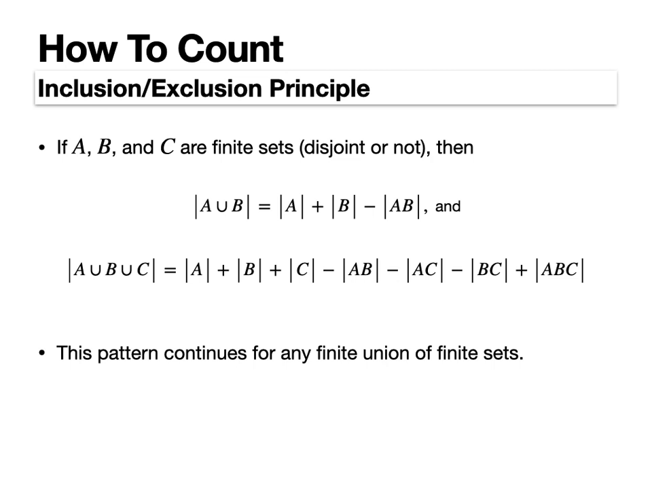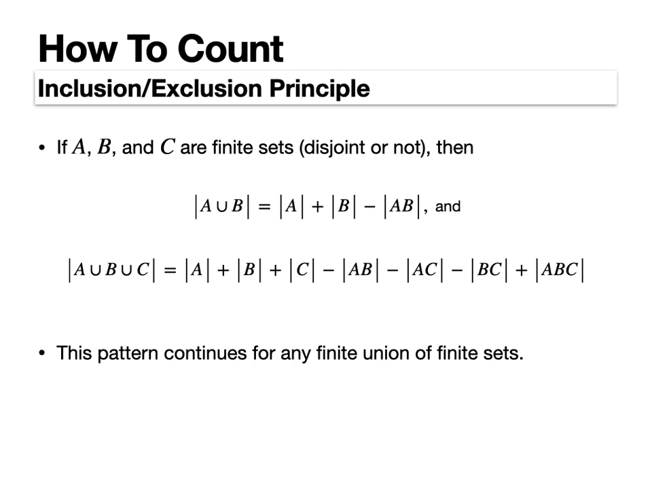The pattern continues for a union of any finite number of sets. So if you have three sets, the cardinality of the union of those three would be the sum of the individual cardinalities, minus the cardinalities of all pairwise intersections, and then plus the cardinality of the intersection of all three. And a similar kind of logic applies. When you add the individual cardinalities, you've counted things in the intersection of any two of the sets twice, and so that's why you have to subtract off the pairwise intersections.